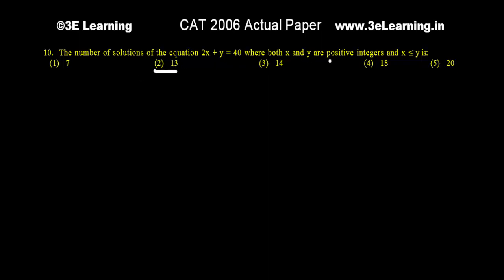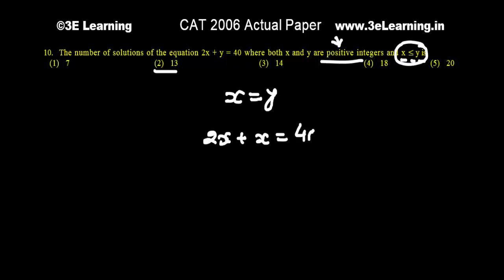How does it come? We need to find the integral solutions, and that too positive. In this we have a condition x less than or equal to y. First we work on this critical position. Assume x is equal to y. So we can say we have 2x plus x is 40 if x is equal to y. So from here we have x as 13.33. Is it okay? But x has to be an integer, so this could not be a value.